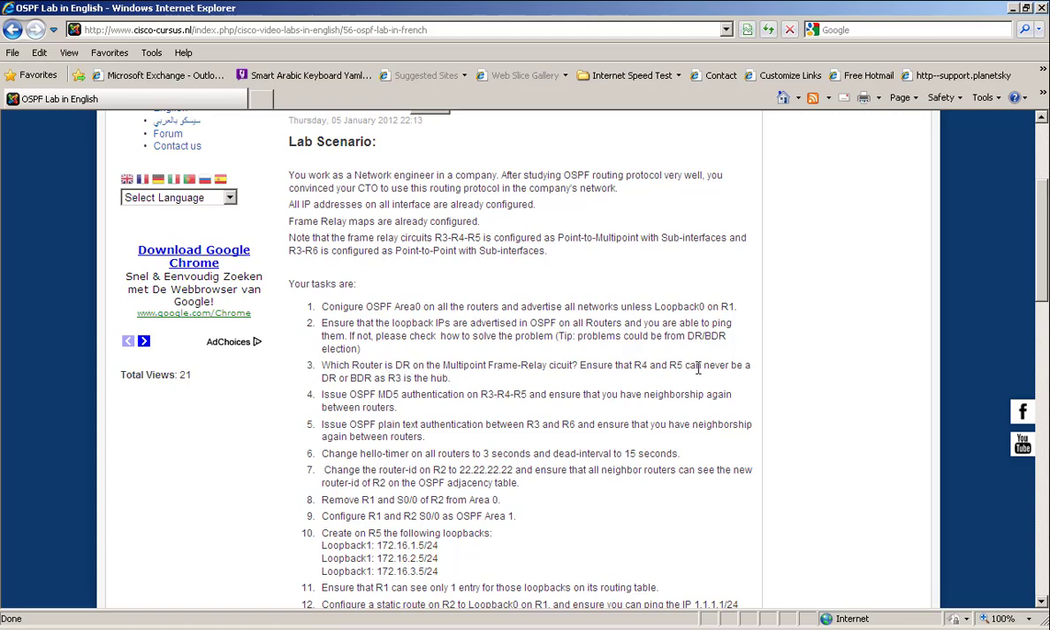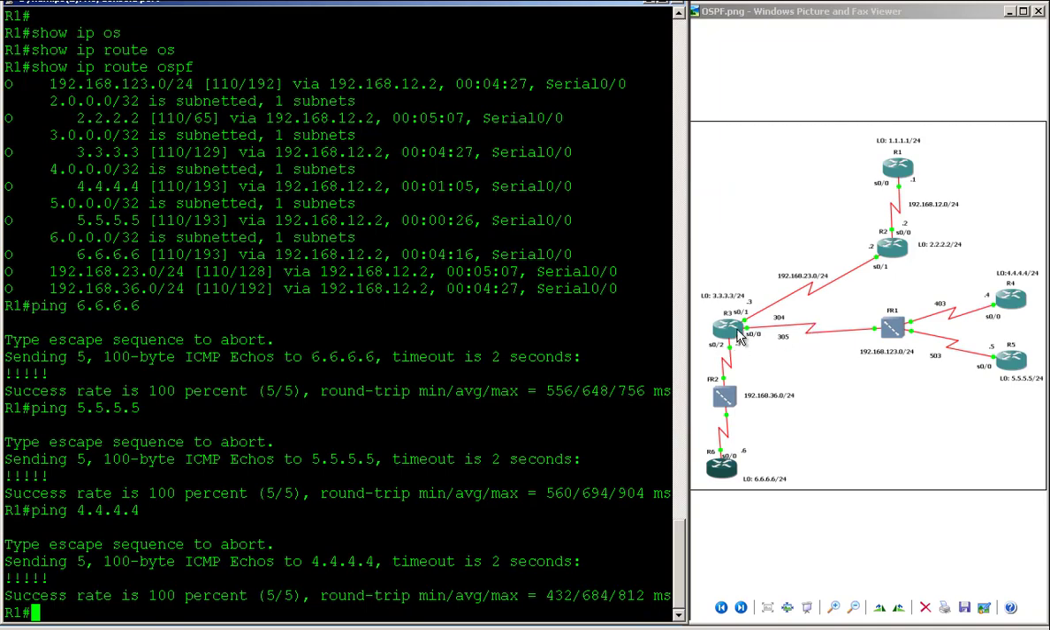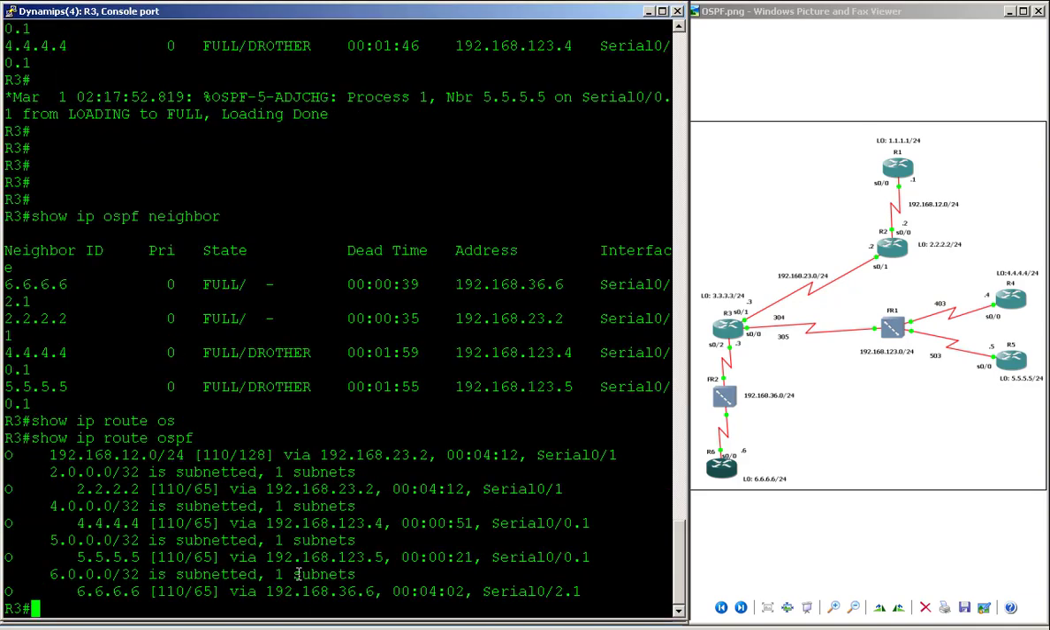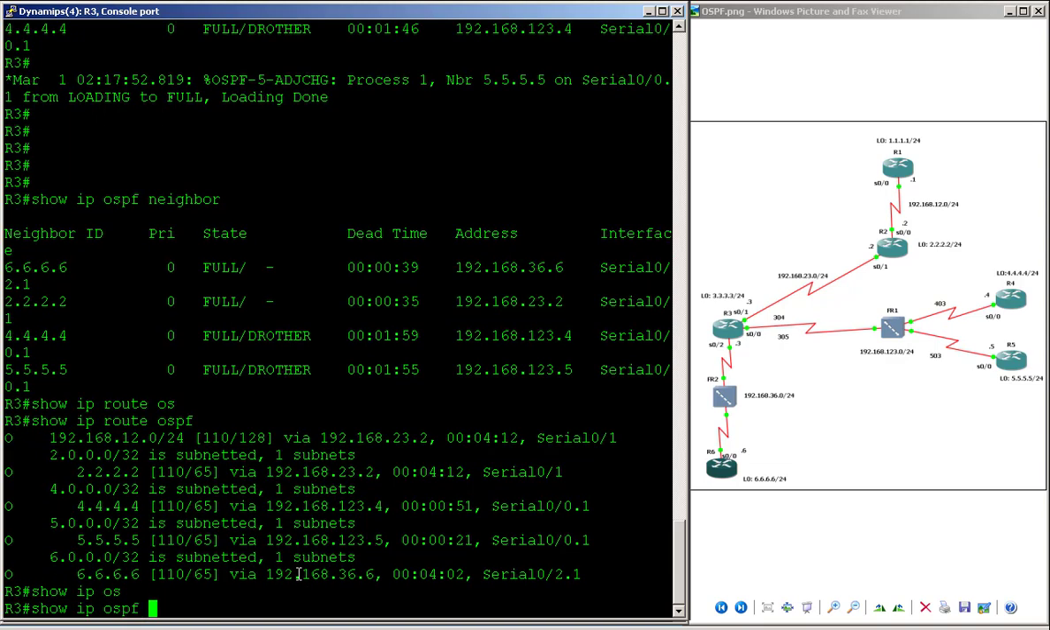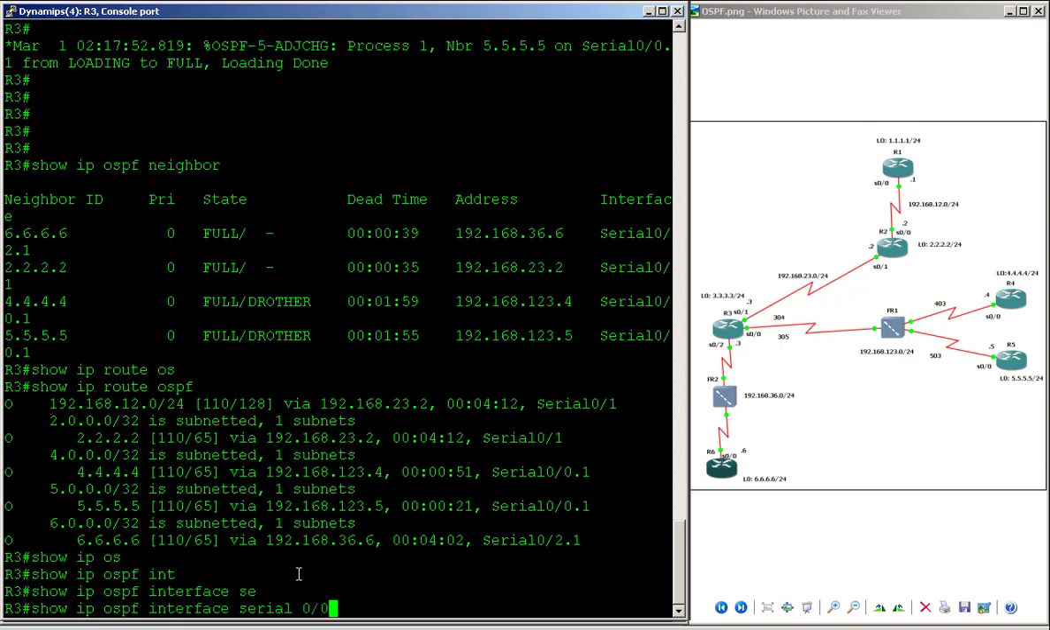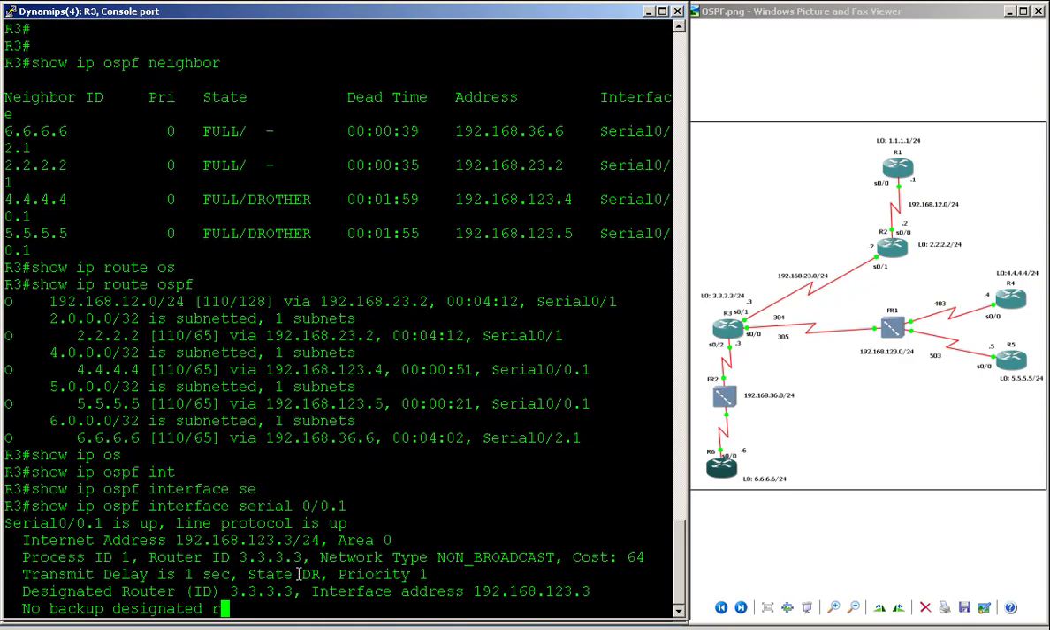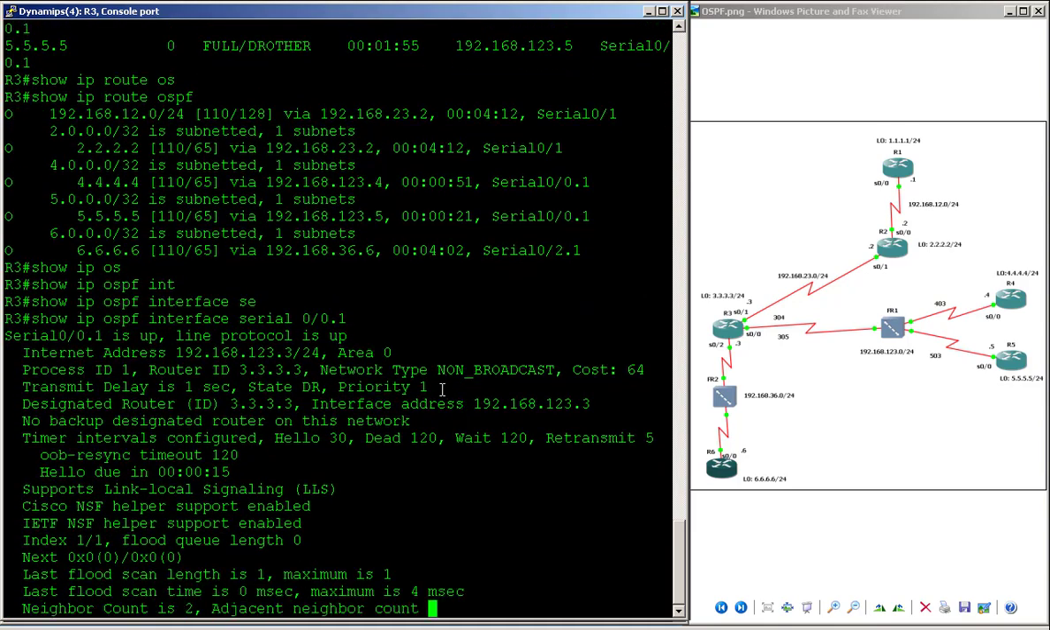Ensure that router 4 and router 5 can never be DR or BDR, as router 3 is the hub. So if we look at the graph here, router 3 is our hub, and those two routers should never be DR or BDR because they should always go directly through router 3. To do that, if I go to router 3 now and I do show ip ospf interface serial 0/0.1, I can see that the priority here is 1.